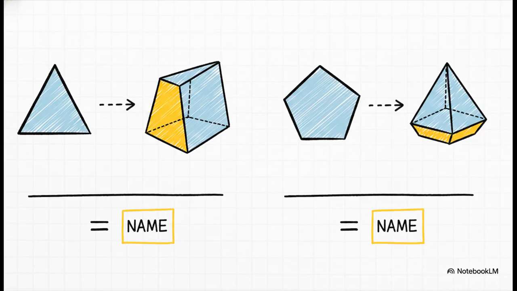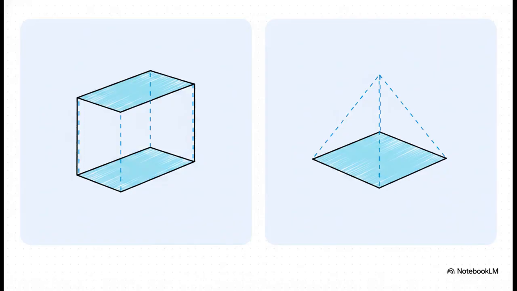The name literally comes from the shape of its base. So a prism with a triangular base, it's a triangular prism. A pyramid with a pentagon for a base, you got it, a pentagonal pyramid. The name tells you exactly what you're looking at. So what's the big difference here? Well, think of it like this. A prism has 2 identical parallel bases, kind of like the floor and the ceiling of a room. A pyramid, on the other hand, only has 1 base, and all its other faces rise up to meet at a single point, just like a tent.